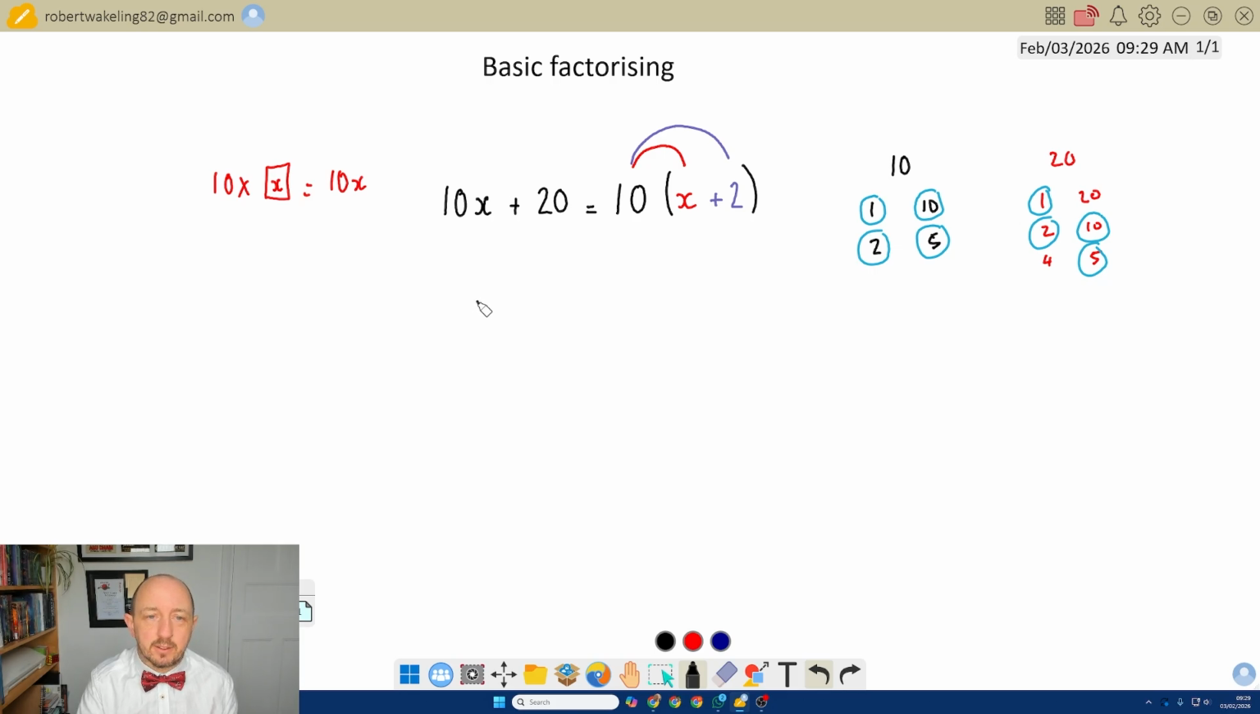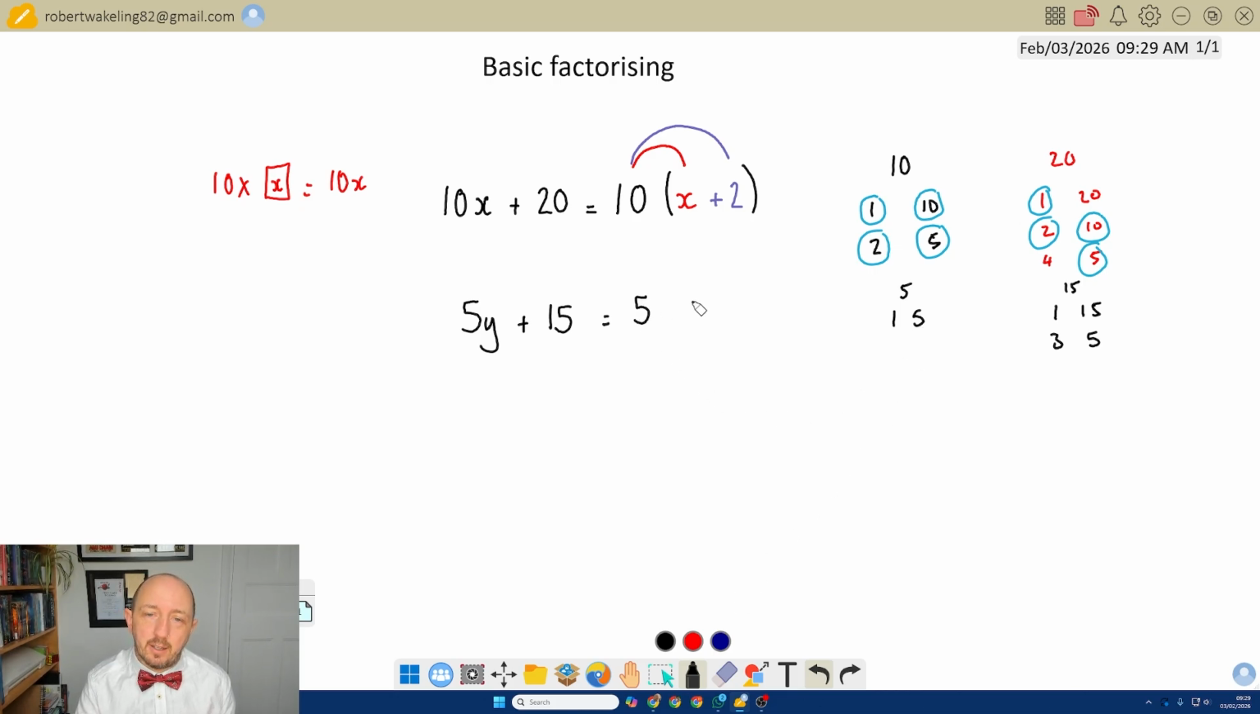Let's say we've got 5y plus 15. What's the biggest number that goes into 5 and 15? We don't have to necessarily do this down the side, but just very quickly, we've got 1 and 5 for 5, and 1 and 15, and 3 and 5 for 15. Okay, so 1 times 5 gives me 5, 1 times 15 for 15, and 3 times 5 for 15. So the biggest number is 5.